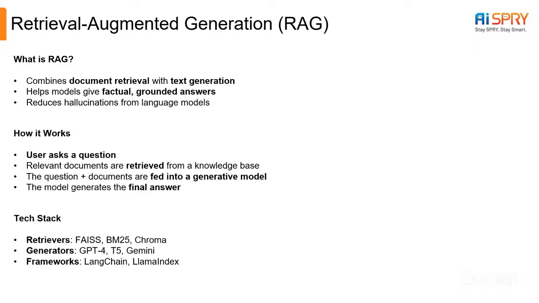So the retrievers, basically we call them retrievers. That's FAISS, BM25 or Chroma. So they are the retrievers and the generators. So what are the generators here? Generators are the LLM models. Basically we have the GPT-4, T5, Gemini models. These are the generators.